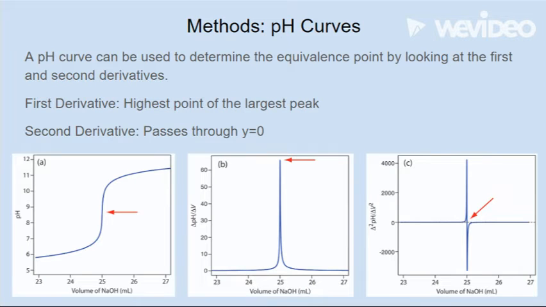The second method is using pH curves. After the titration was complete, the pH curve was analyzed to determine the equivalence point. For the first derivative, the equivalence point can be determined by looking at the highest point of the largest peak. For the second derivative, the equivalence point can be determined by looking at where the graph passes through y equals 0. The equivalence point indicates the volume of titrant necessary to completely react with the analyte with no leftover reagents. You can see the regular pH curve, the first derivative, and the second derivative examples on the slide.